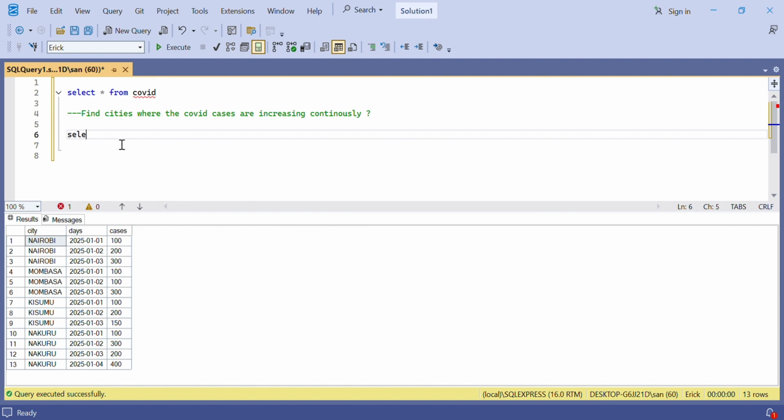So let's select star from the table, comma, then rank over partition by city, and then we order by days ascending, and we call this one rank days.